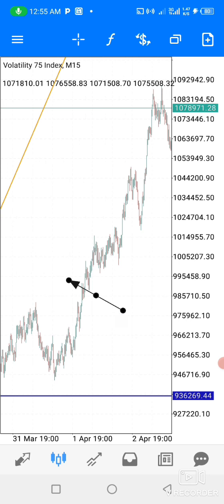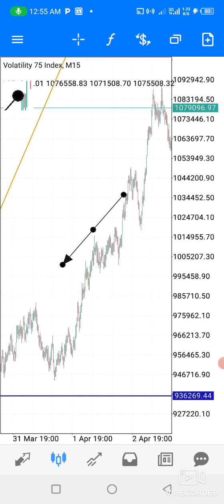Let's learn together. Swing low, swing high. Let's learn this and become rich. This is swing high, swing high, swing high. Now, if you compare, this swing high is higher than this one. This one is higher than this. That is uptrend for you. You look for buy signal.